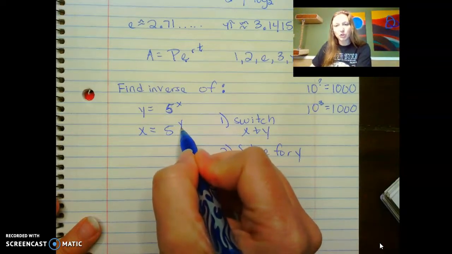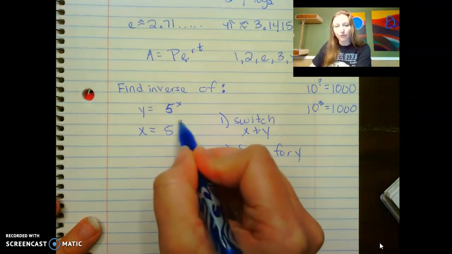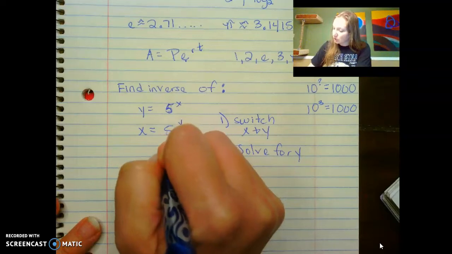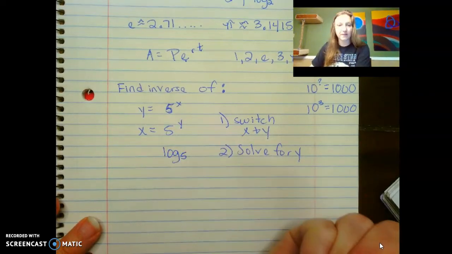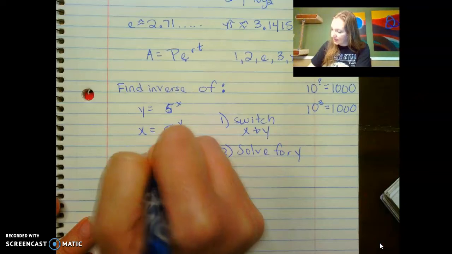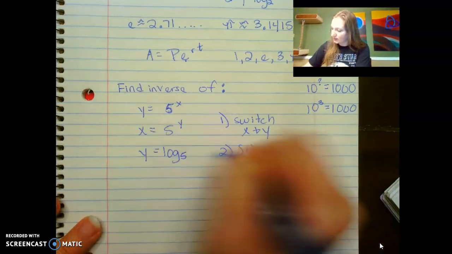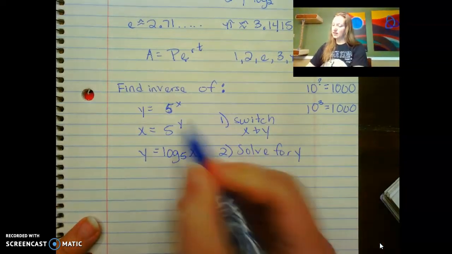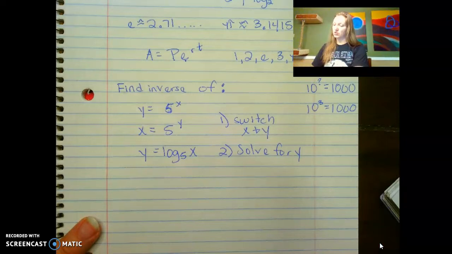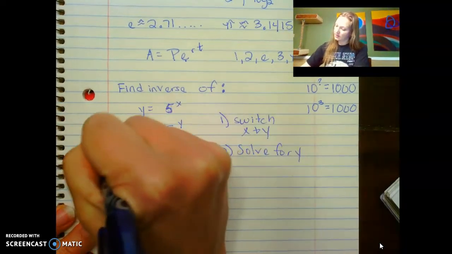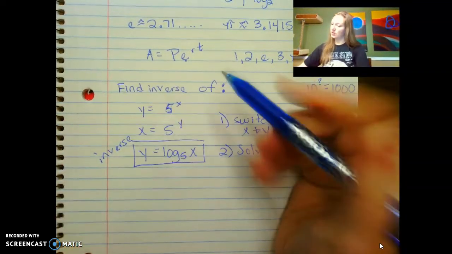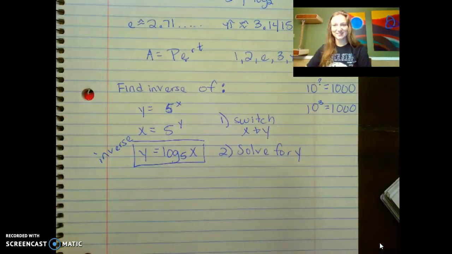Remember, we need to use logs when we want to solve for an exponent. So log, the base is 5, so the base is going to be 5 for the log. And then an exponent is what the log always equals of x. So base stays the base, the others switch places. And now I have found the inverse of y equals 5 to the x.